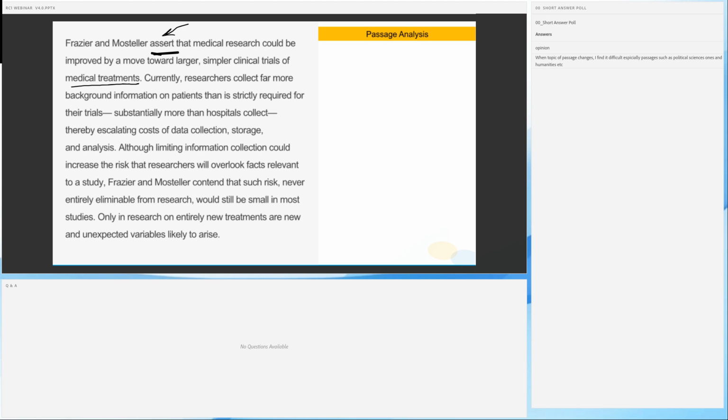Okay, so there's an opinion, there's a proposal that then F&M are putting, and they're saying that, hey, we can improve medical research if we do something. Okay, what is that something? Larger, simpler clinical trials. Currently, really important keyword. What it shows is the current practice. Okay, so this is the current practice overall.